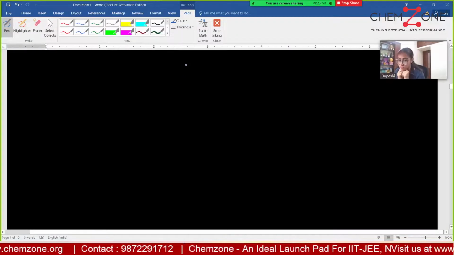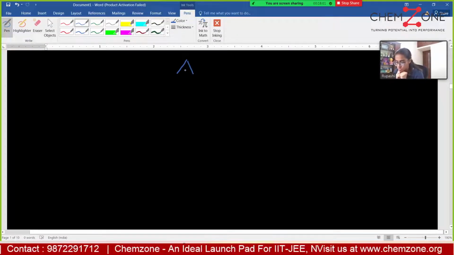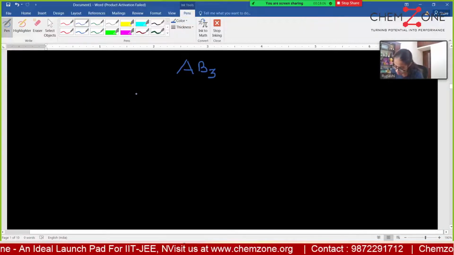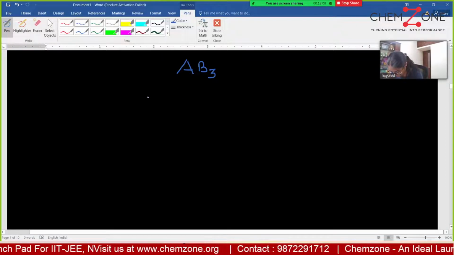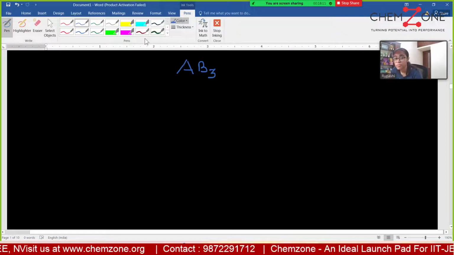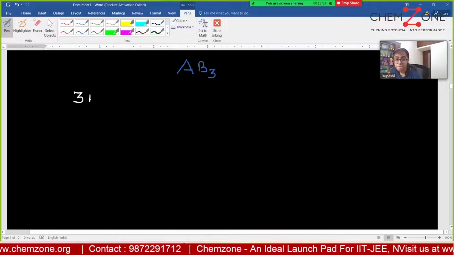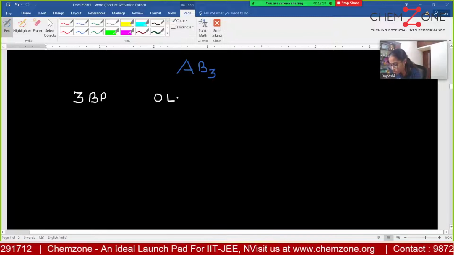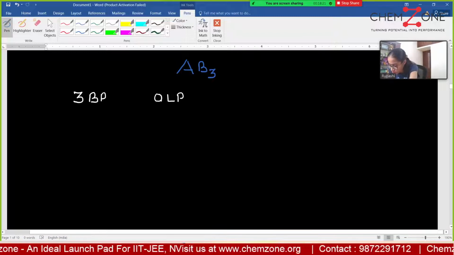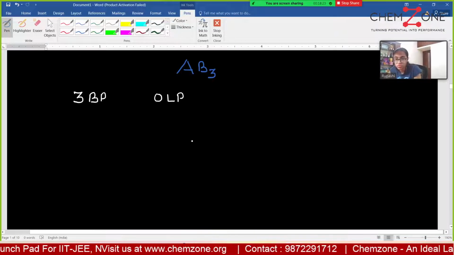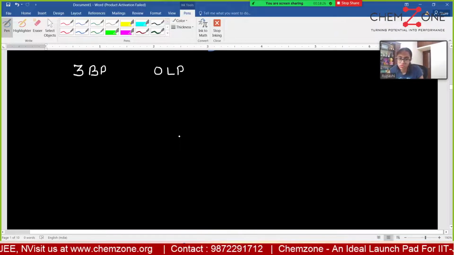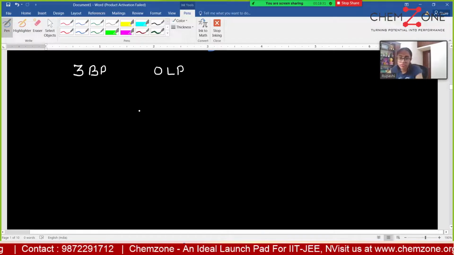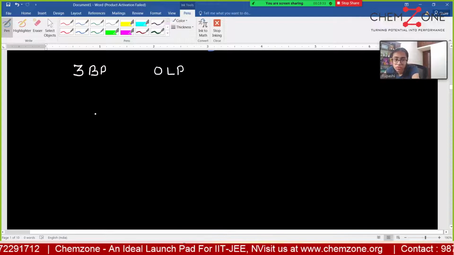Now I'm considering AB3 type of molecules. The first case I'm considering here is 3 bond pairs of electrons and 0 lone pairs of electrons. 3 bond pairs and 0 lone pairs.